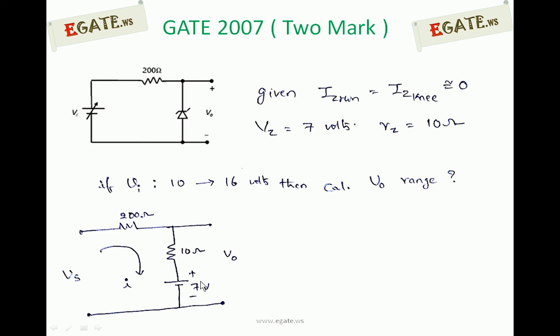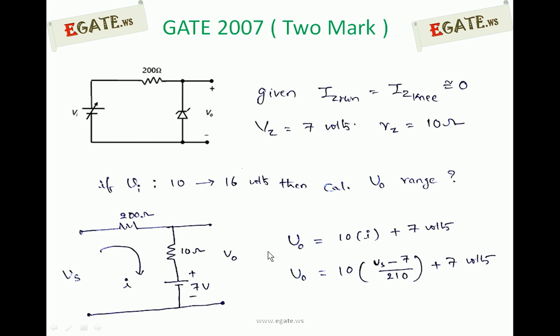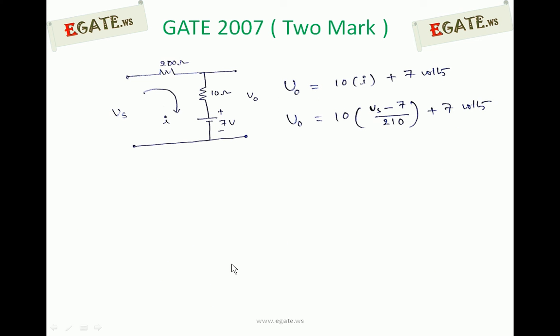So while drawing, make sure that the positive terminal of the battery is towards the N side, and the negative terminal of the battery is towards the P side. So this is the equivalent circuit. Now we can write the output expression from this. V0, from KVL, is 10 times I plus 7 volts. V0 is from this point to this point, that is the voltage drop across 10 ohms, with current I flowing through it, so 10 times I plus 7 volts, where I is the current flowing through it, I is equal to Vs minus 7 divided by 210. So this is the output expression in terms of input.